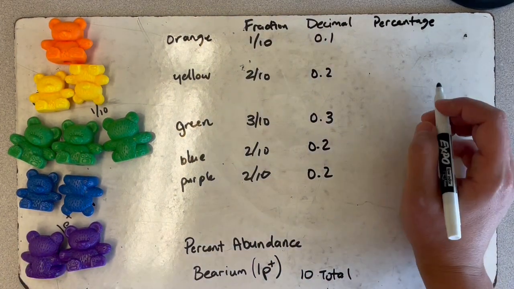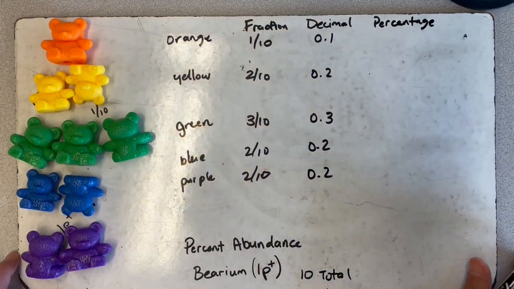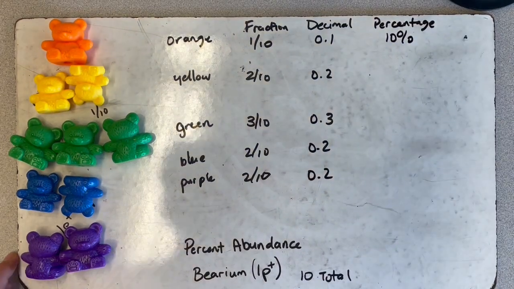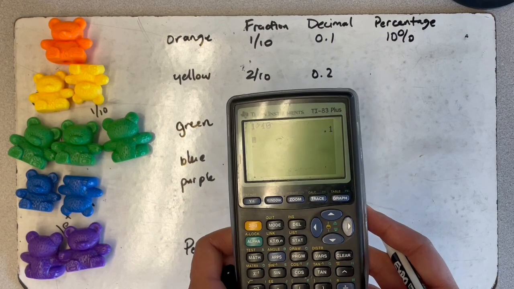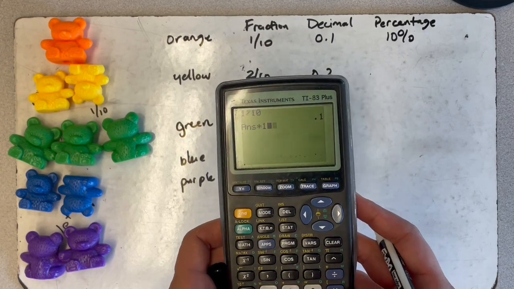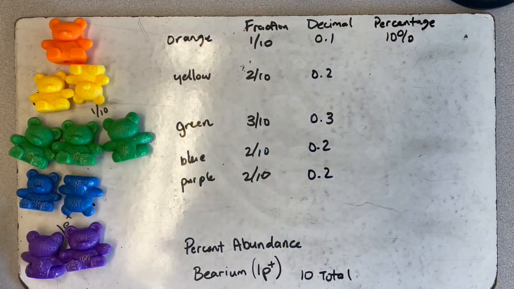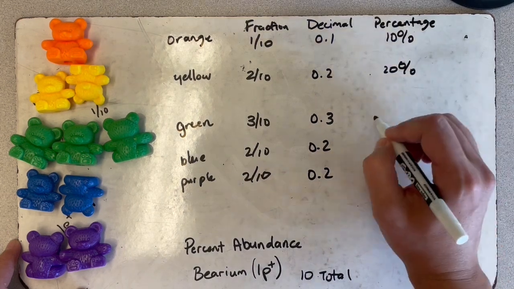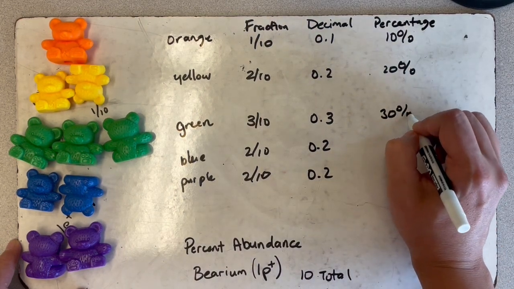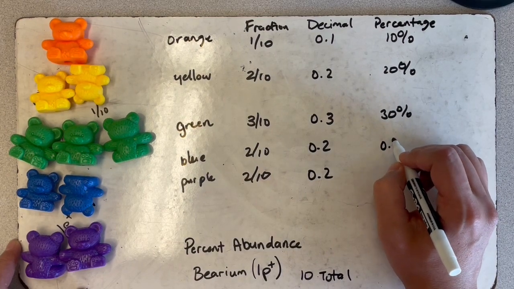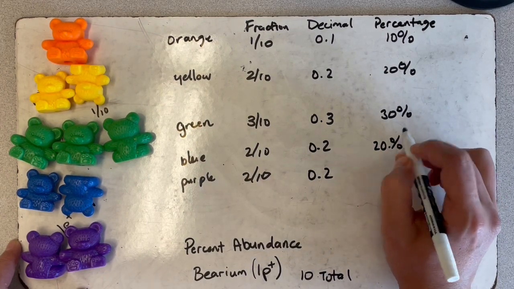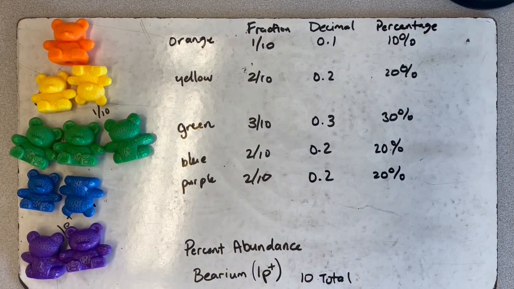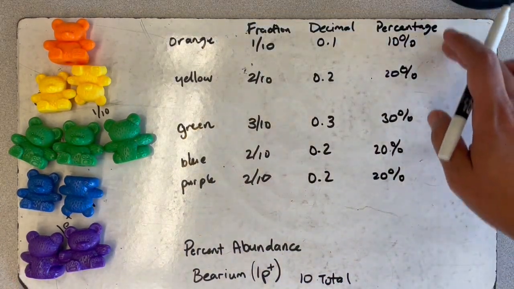And then I'm going to do something with percentages. Percentages are just my decimal times 100. So if I take my decimal and multiply by 100, I would get 10%. Usually we don't ask you to trust scientists, so this times 100 gives 10, which is my percentage, 10%. If I do the same thing here, 0.2 times 100 would give me 20%, 0.3 times 100 would give me 30%, 0.2 times 100 would give me 20%, and again 0.2 would give me 20%. So these are my percentages. These are my percent abundances.